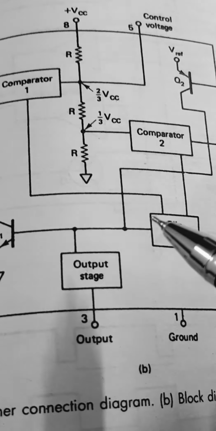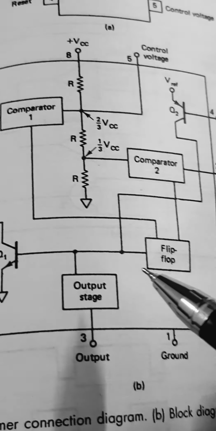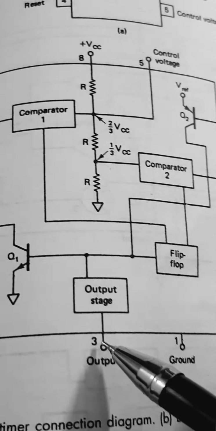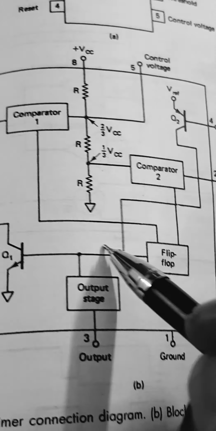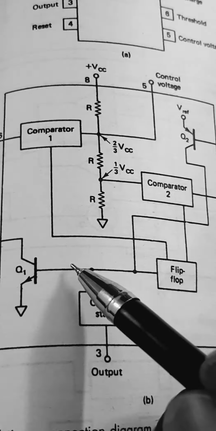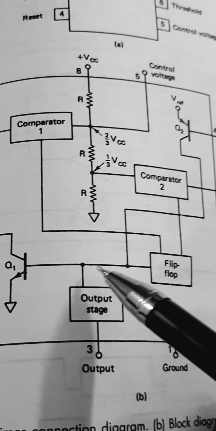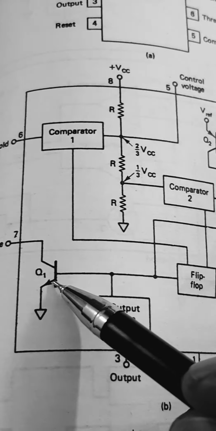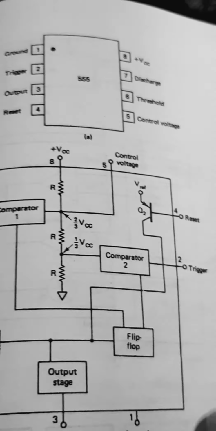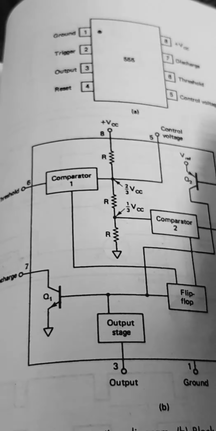One is the ground. Then one important thing you should remember is when the flip-flop is low, output is high. When the flip-flop is high, output is low. When the flip-flop is high, this transistor is conducting. When the flip-flop output is low, the transistor Q1 is switched off. So these are the important structures.